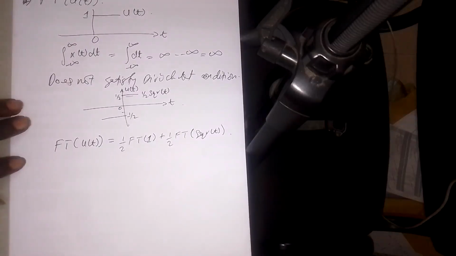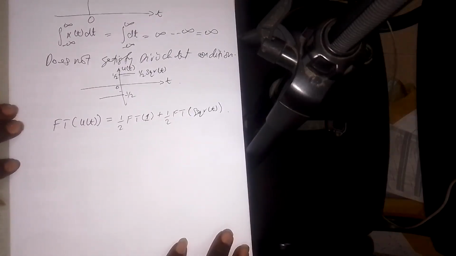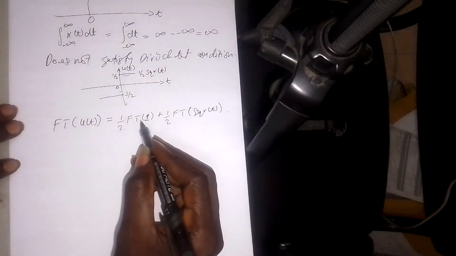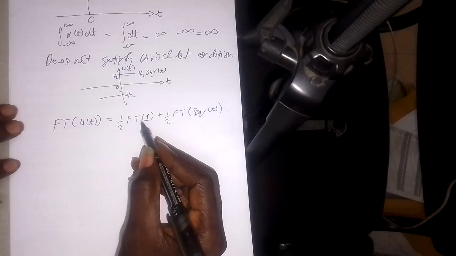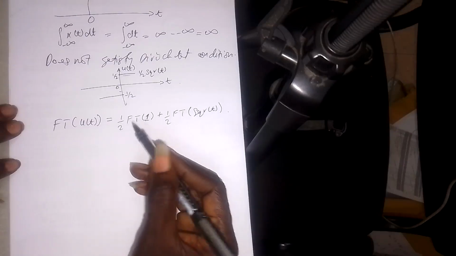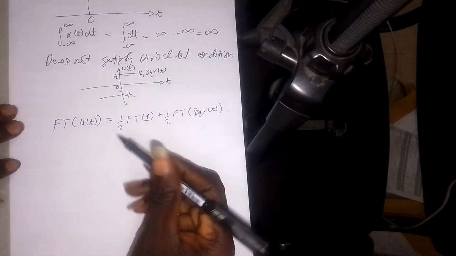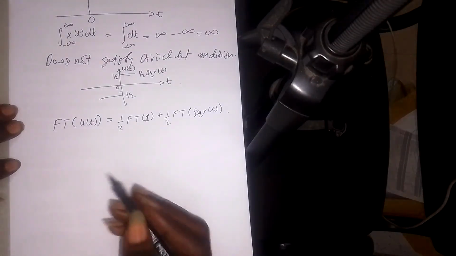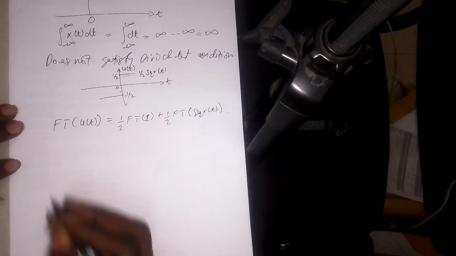Now what I can actually do again is that, what is the Fourier transform of 1? The Fourier transform of 1, we've got it to be 2 pi delta of omega. That one we have found before, so you can visit our previous lectures and be able to know.